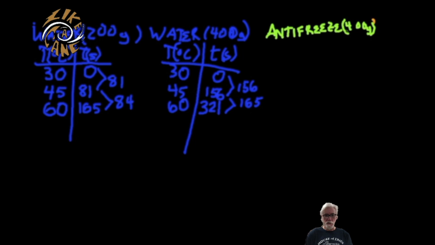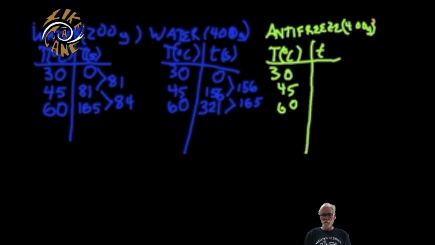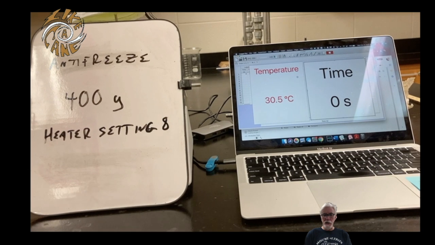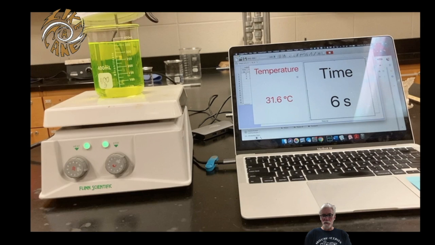We're using 400 grams, so it's the same as the last experiment of water, except it's now a different substance. And we're going to see if all substances behave about the same or what. So same experiment, time, and then 15-degree temperature increments. So it just hit 30, I've started the timer, and there you can see my antifreeze, it's heating up.